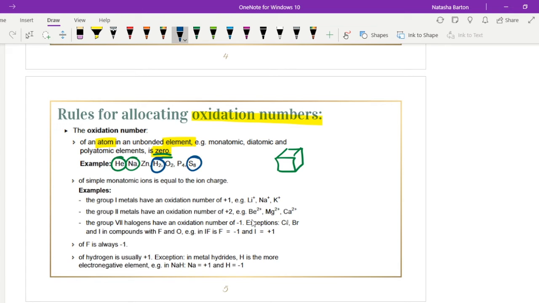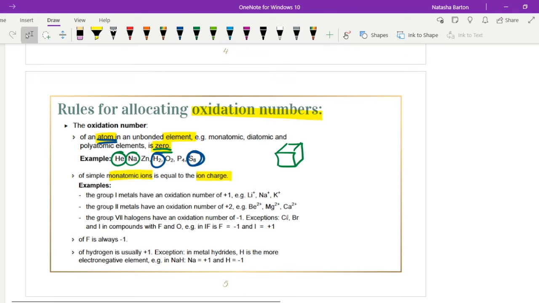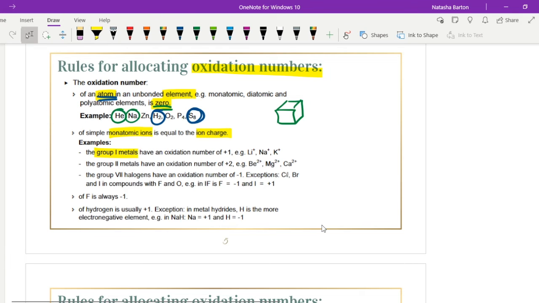Something like S8, we have a whole lot of sulfur atoms that are bonded together, but we call this an element because it's one type of atom. So even there, the oxidation number of each sulfur atom is 0. So when you see only one type of atom, note that the oxidation number is going to be 0. Rule number 2. For monatomic ions, we are going to find that these ions are given the ion charge. So your group 1 metals have an oxidation number of positive 1.